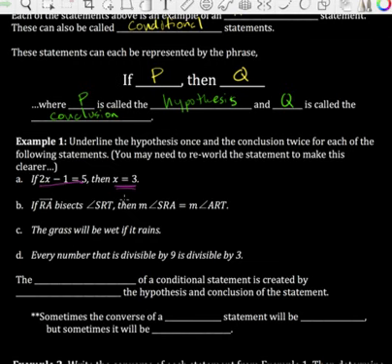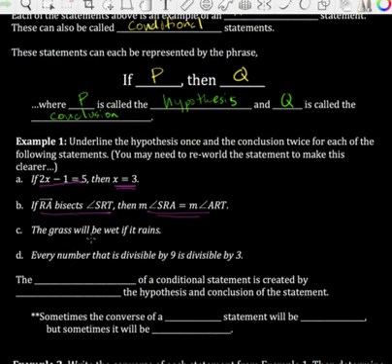All right. In part B, actually, I'll tell you what, I'm going to have you pause the video right now, and you're going to work out part B real quick. Underline the hypothesis once and the conclusion twice. Okay, let's see how you did. In part B, the hypothesis would be ray RA bisects angle SRT. The conclusion would be that the measure of angle SRA equals the measure of angle ART. So that part should be underlined twice right there.